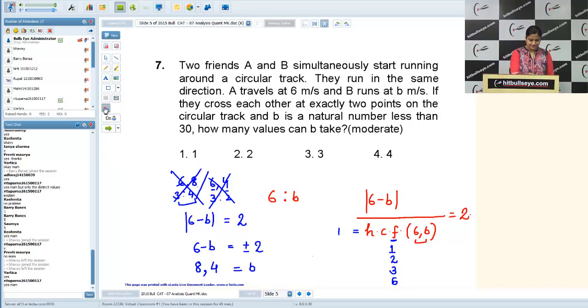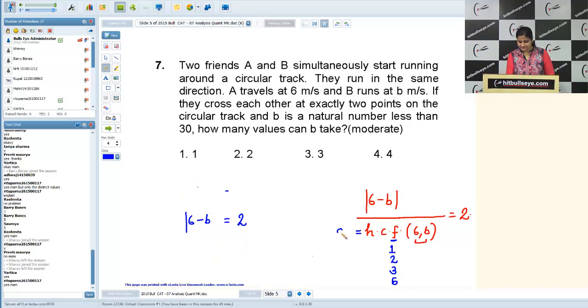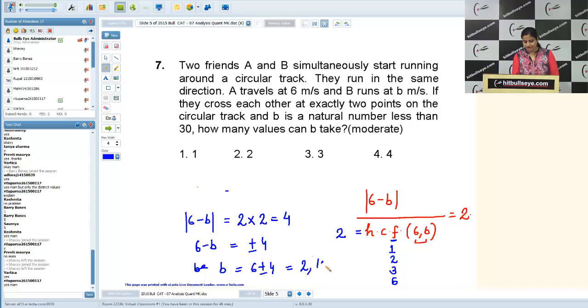Now coming to the second case, where I am considering that HCF is 2. If HCF is 2, modulus of 6 minus B should be equal to 2 into 2, that is 4. So 6 minus B should be equal to plus minus 4. So B will be 6 plus minus 4. So it can be 2, it can be 10.